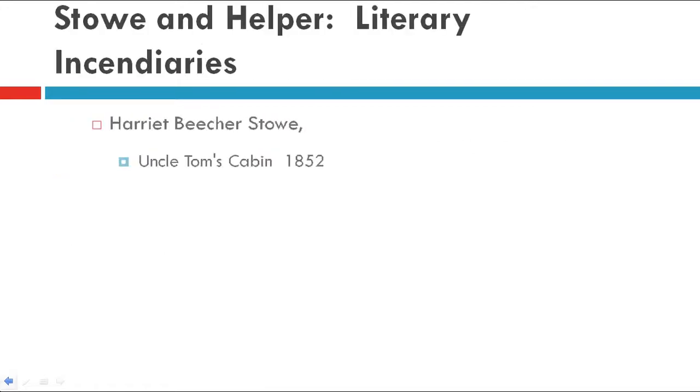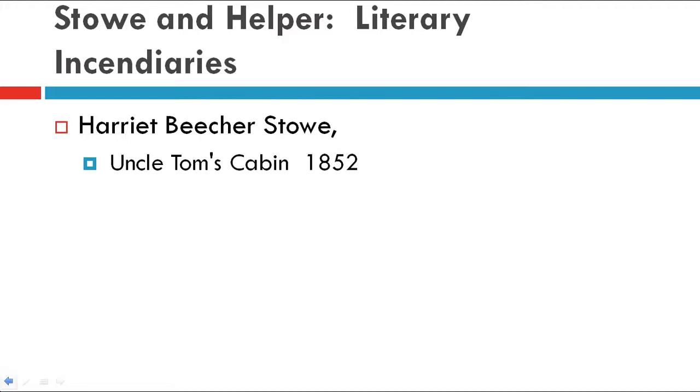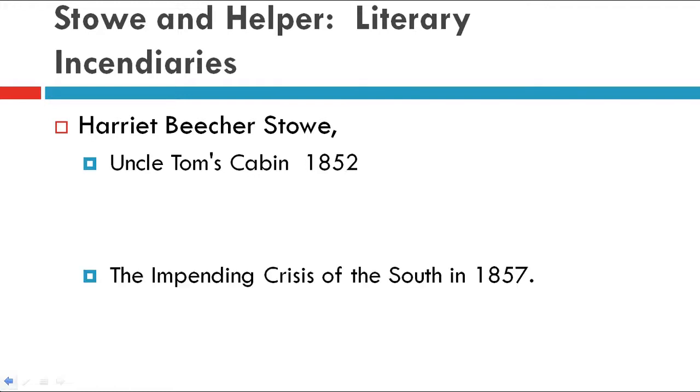Let's talk about the impact of literature on the outbreak of the Civil War. First of all, Harriet Beecher Stowe's Uncle Tom's Cabin in 1852 was widely read. It was incredibly popular. And what it did was it actually provided for Northerners and folks who hadn't really experienced slavery firsthand just a glimpse at what the actual institution was like. And so that creates a lot of sympathy towards African Americans, and a lot of anti-South sentiment is created as well. This was published abroad in Britain and France.